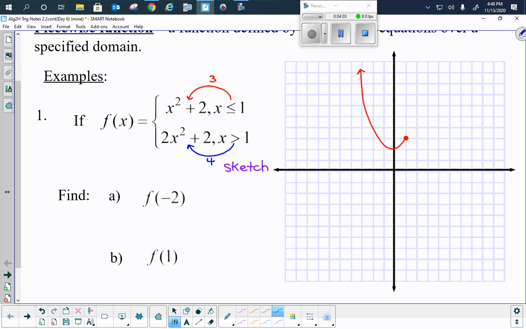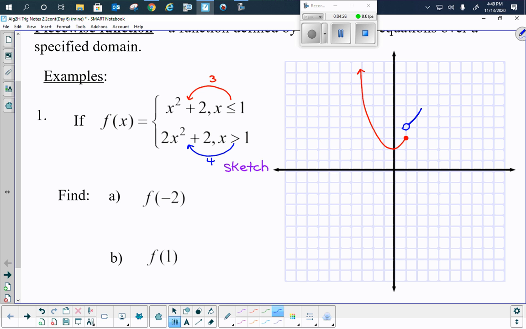So 1, 4, I'm going to go with a big open circle. Again, that's a parabola opening up, shifted up 2. The y values are all multiplied by 2, so it's stretched vertically. Notice I can only draw the right side of that parabola, because it says x is greater than 1.